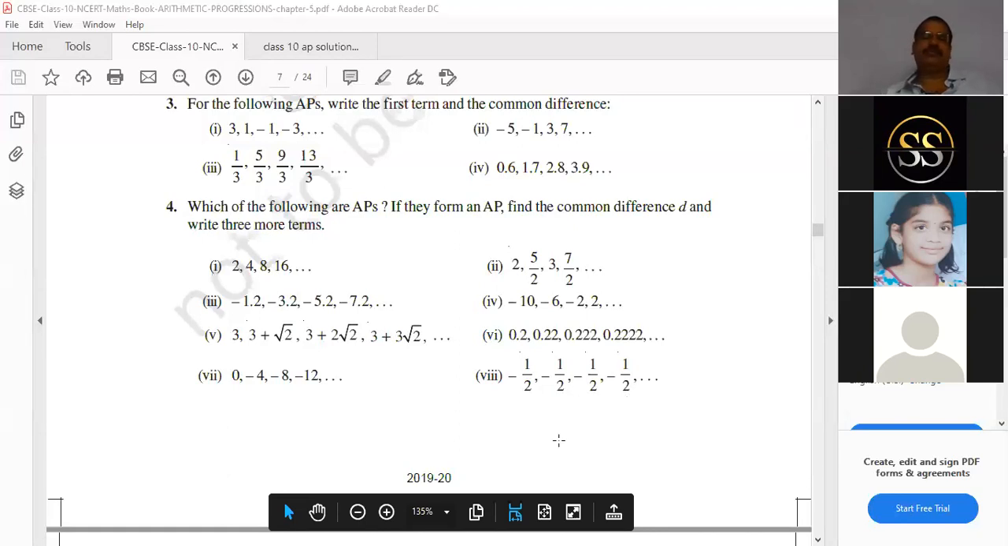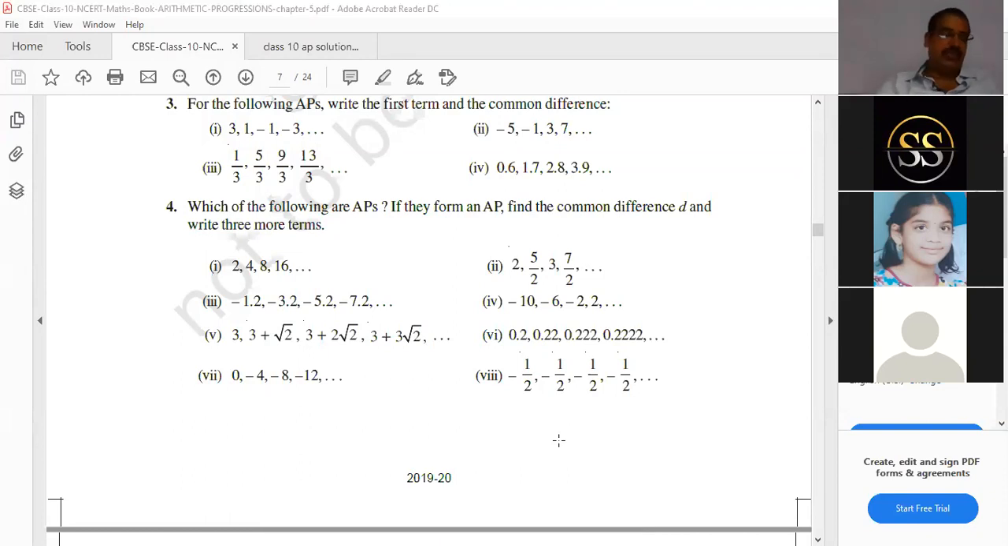Now the 8th one. Yes, sir, it is in AP. The common difference is zero. Next 4 terms are minus 1 by 2, minus 1 by 2, minus 1 by 2, minus 1 by 2.